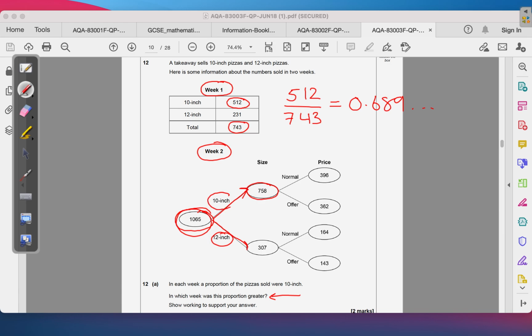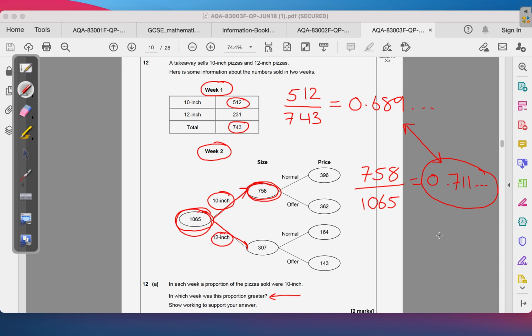Now we're interested in the 10-inch ones, so we do the same thing that we did here. We look at how many 10-inch pizzas were sold, which is 758, and then we express this as a fraction of the total number of pizzas sold, which is 1,065. Then we put this into our calculator again. So 758 divided by 1065, and we get 0.711 approximately.